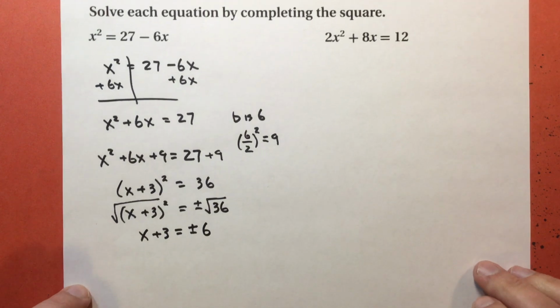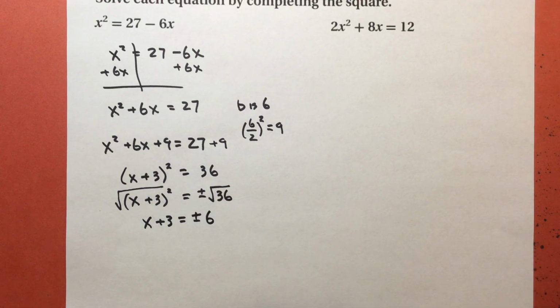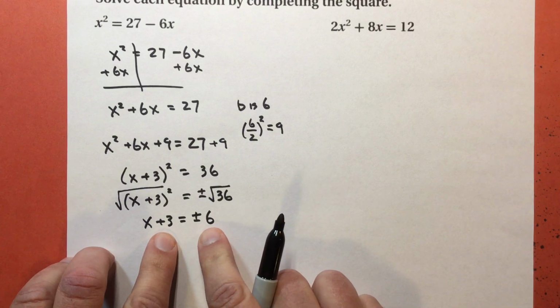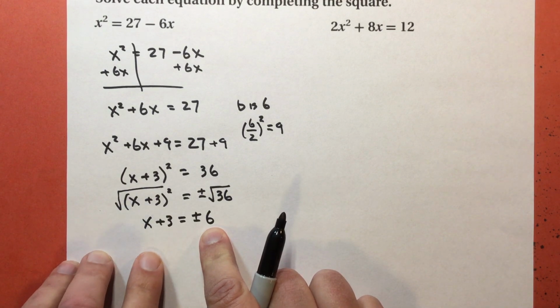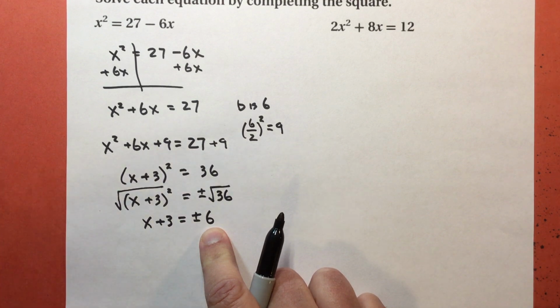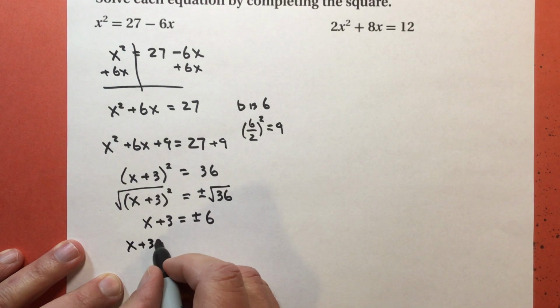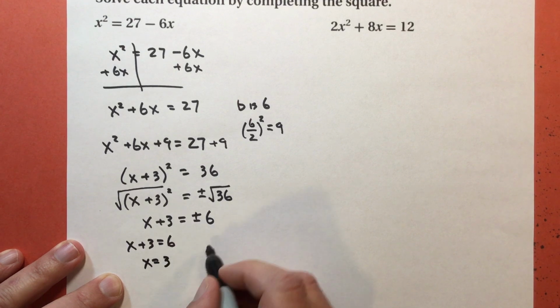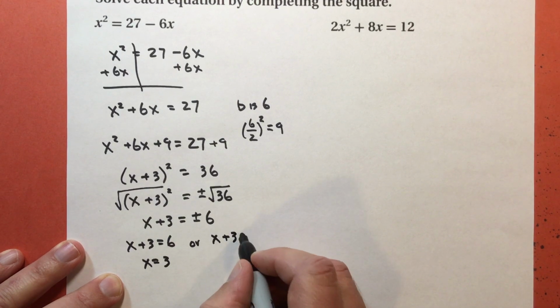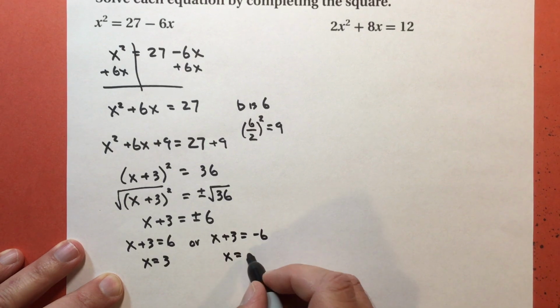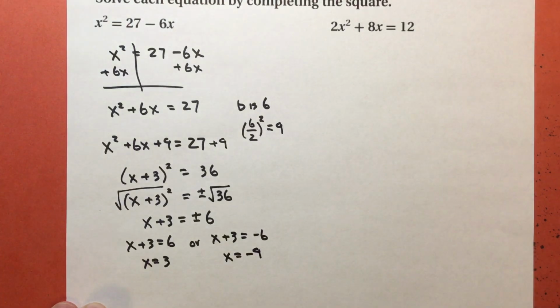Please keep in mind that since I know positive 6 or negative 6, as opposed to a radical that I won't know exactly, I can actually separate this. I get x plus 3 equals positive 6, so x equals 3, or x plus 3 equals negative 6, so x equals negative 9. And those are my two solutions. Not x equals negative 3 plus or minus 6. Don't do that. Don't do that.